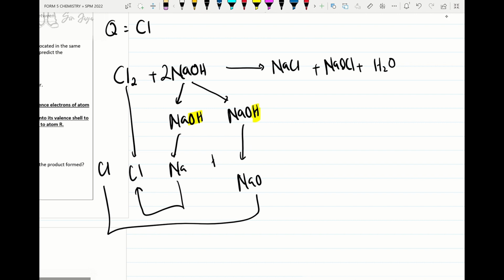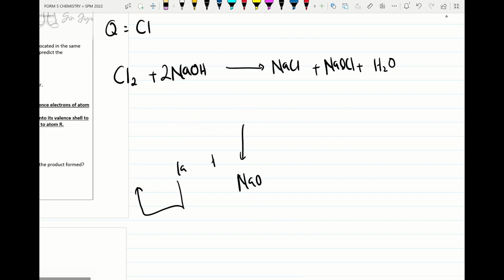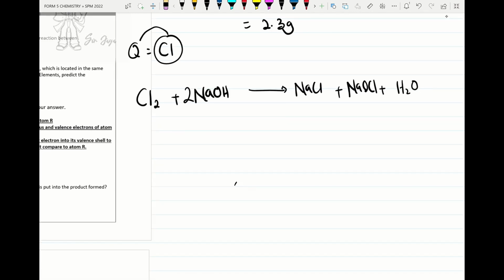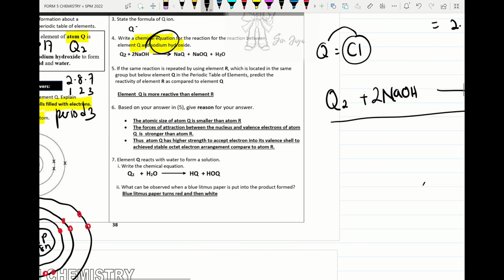Okay, salt. Alright, so now how to complete the equation? So how to get the answer? I replace the chloride with Q. So I erase the chloride, I put Q. I erase the chloride, I put the symbol given in the question. So this is the answer. Please practice and do more questions.